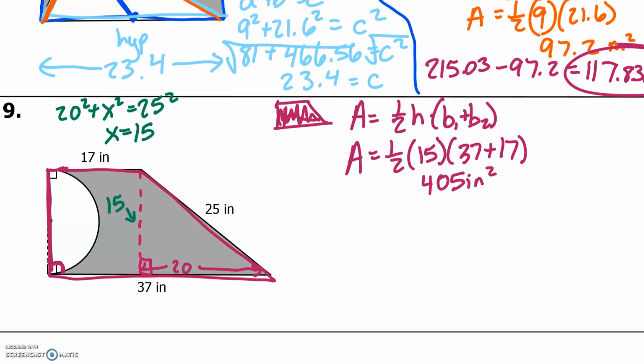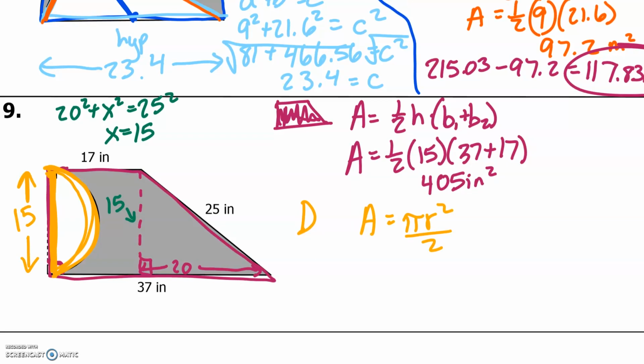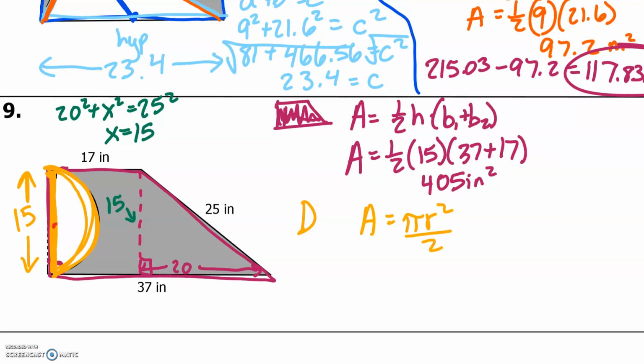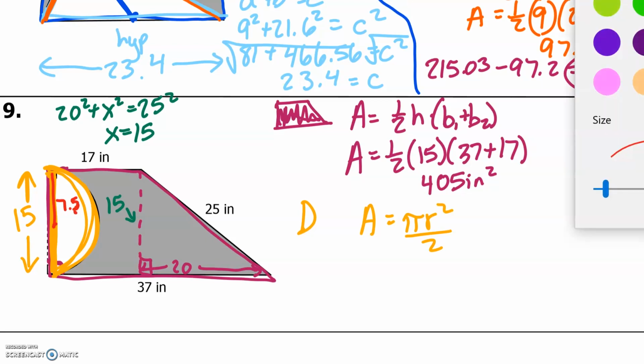So now what we're going to do is subtract the area of the semicircle. Semicircles are really the area formula of a circle divided by 2. So we need a radius. We don't have a radius, but now that we have that height, we know that this entire distance is 15. So half of that distance, from here to here, has to be 7.5. Now that the radius is 7.5, we can substitute that in.